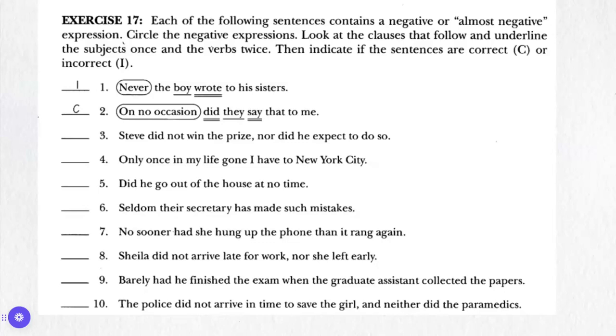Okay, so let's check the answers. Number three is correct. Number four, incorrect. It should be have I gone. Number five, incorrect. It should be he went. Number six, incorrect. Should be has their secretary. Number seven, correct. Number eight, incorrect. It should be did she leave? And number 9 and 10, both correct.